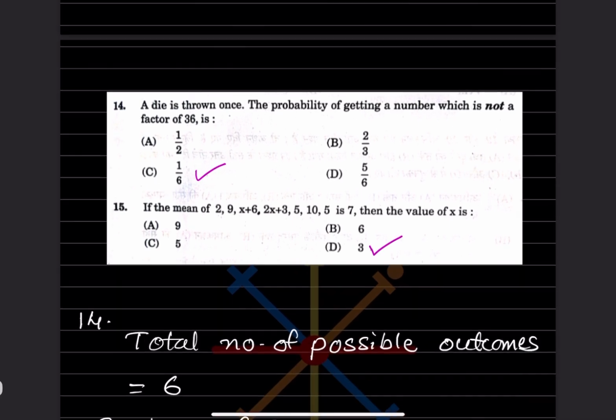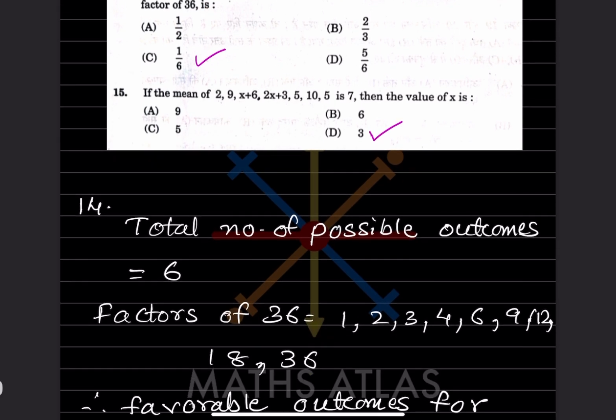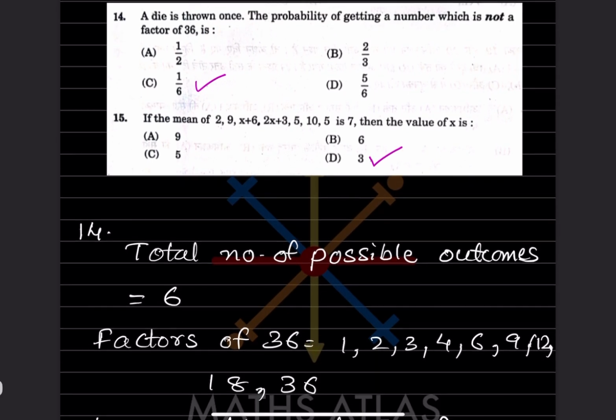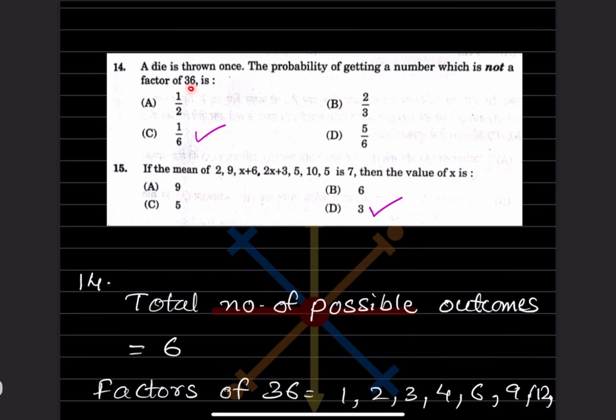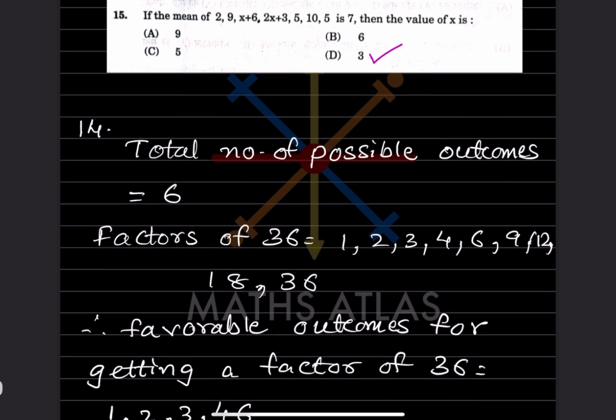A die is thrown once, the probability of getting a number which is not a factor of 36. The total number of possible outcomes in a die, since it is thrown once, is just 6, because in a die we have 6 numbers. Now the factors of 36. By which numbers is 36 divisible? 1, 2, 3, 4. But in the 5 times table we don't get 36. So 6, 9, 12, 18 and 36. So how many outcomes are here?